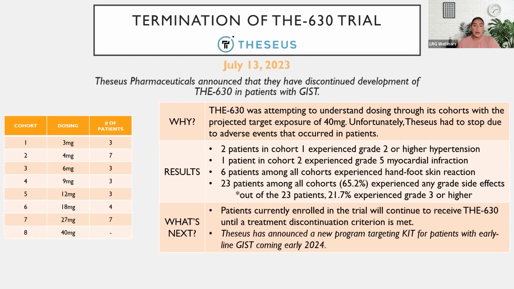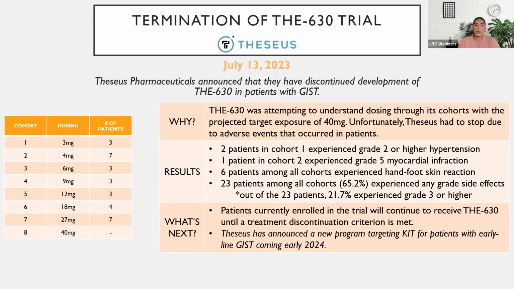So what were the results from the adverse events? The reason for stopping was because 2 patients in cohort 1 experienced grade 2 or higher hypertension. 1 patient in cohort 2, so a patient who was taking 4 milligrams, experienced grade 5 myocardial infarction. 6 patients among all cohorts experienced hand-foot skin reaction, and 23 patients among all cohorts, which was more than 50%, 65.2%, experienced any grade side effects. It is important to note that out of the 23 patients, 21.7% experienced grade 3 or higher.